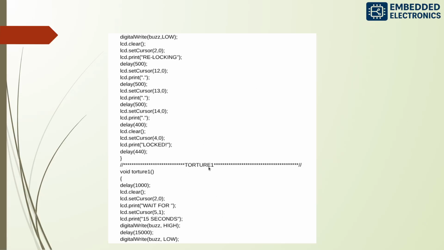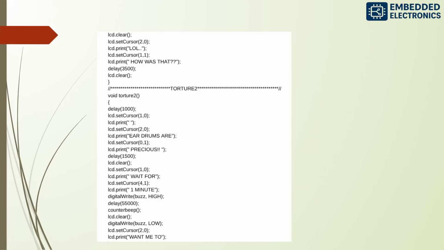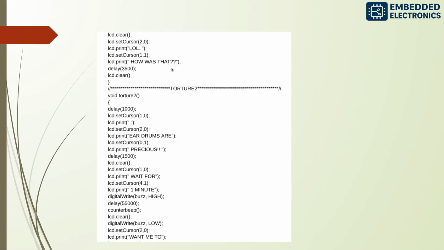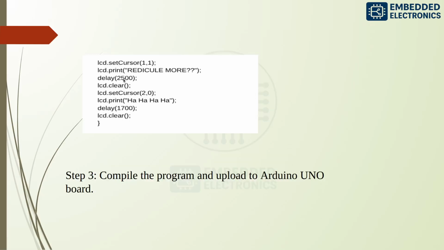And here you can see the torture 1 function. There are 2 torture functions, torture 1 and torture 2. Torture 1 forces a 15-second wait with a constant loud buzzer. And torture 2 forces a 1-minute wait and ridicules the user on the LCD. So that's all about the program.